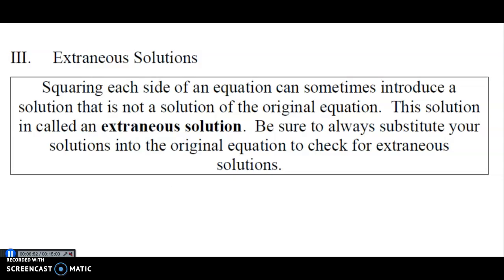Alright, so the last part we're going to talk about today is this thing called an extraneous solution. It says squaring each side of an equation can sometimes introduce a solution that is not a solution of the original equation. The solution is called an extraneous solution. Basically what that means is it's impossible for it to work. Like it works itself out in the equation, but in real life the answer cannot be that number. Just like earlier we talked about, if you got a side of a triangle that's negative, that's not possible, so it can't work. The same thing is going to happen here. We just call those extraneous solutions.